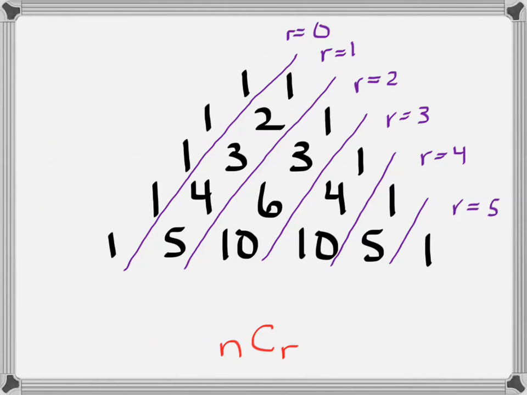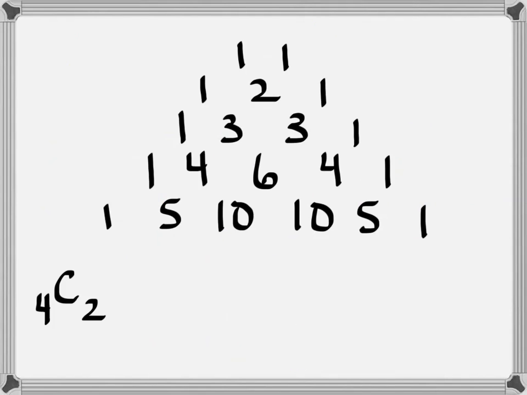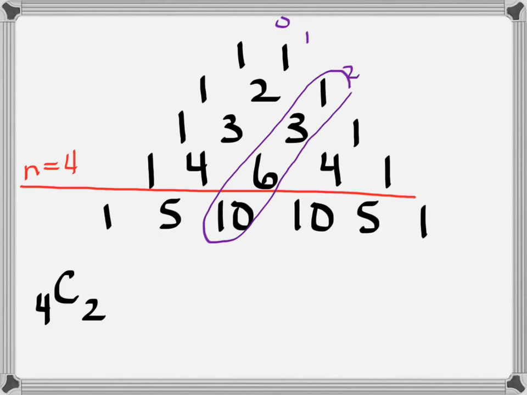and so forth. So if we're trying to compute 4 choose 2, we want to go to the fourth row and to the third diagonal, and we find that those two numbers intersect at 6. So therefore 4 choose 2 is 6.